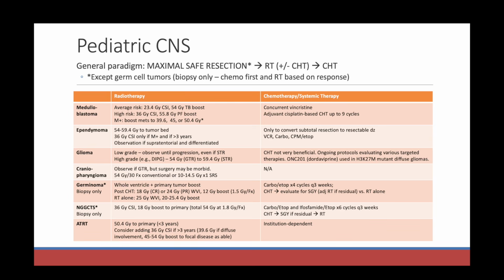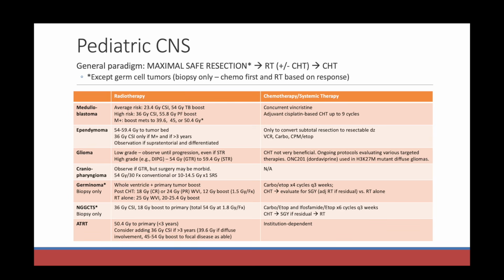So chemo first, and then surgery if residual. And then the radiation is 36 gray craniospinal irradiation, so similar to your high-risk medulloblastoma, and then an 18 gray boost to the primary for a total of 54 gray. So more aggressive treatment and dose with the non-germinomatous germ cell tumors, 36 gray CSI, 54 gray total to the primary.